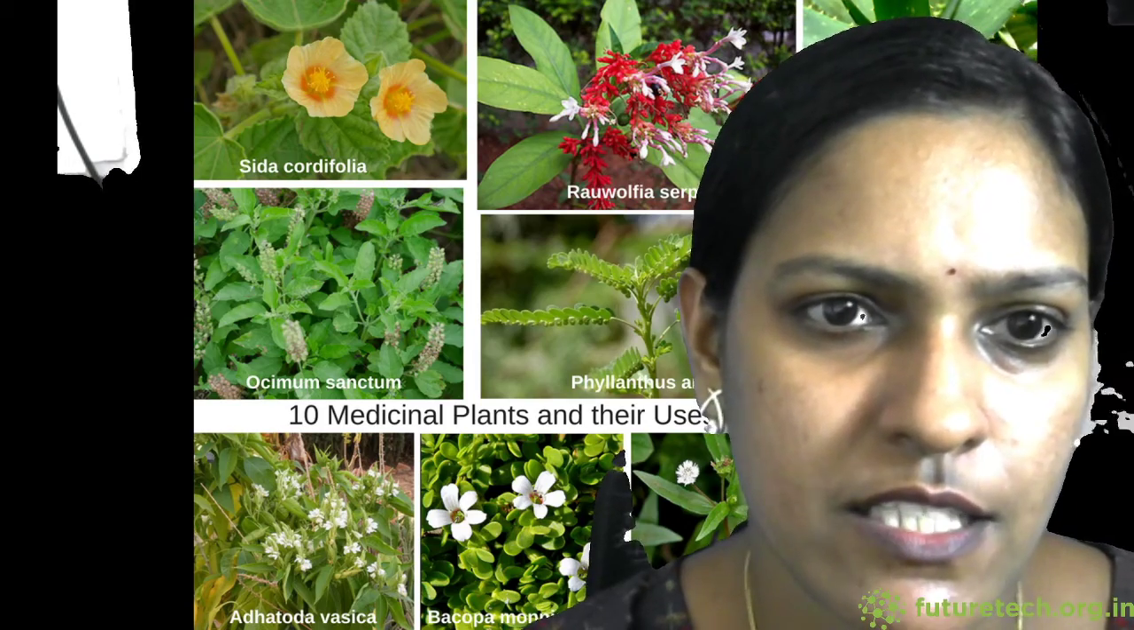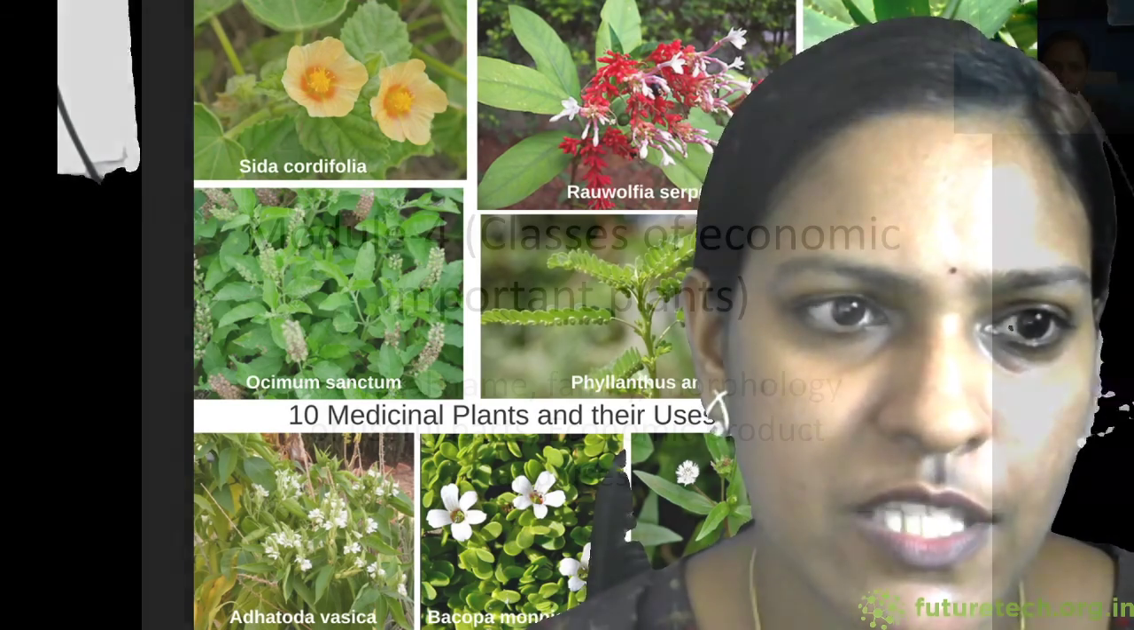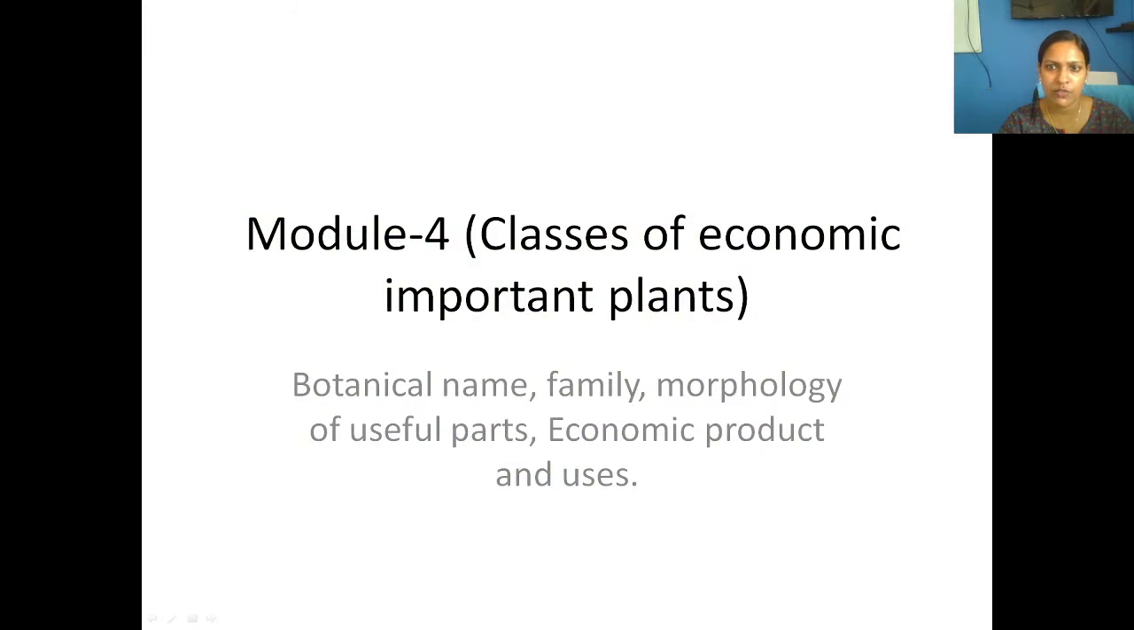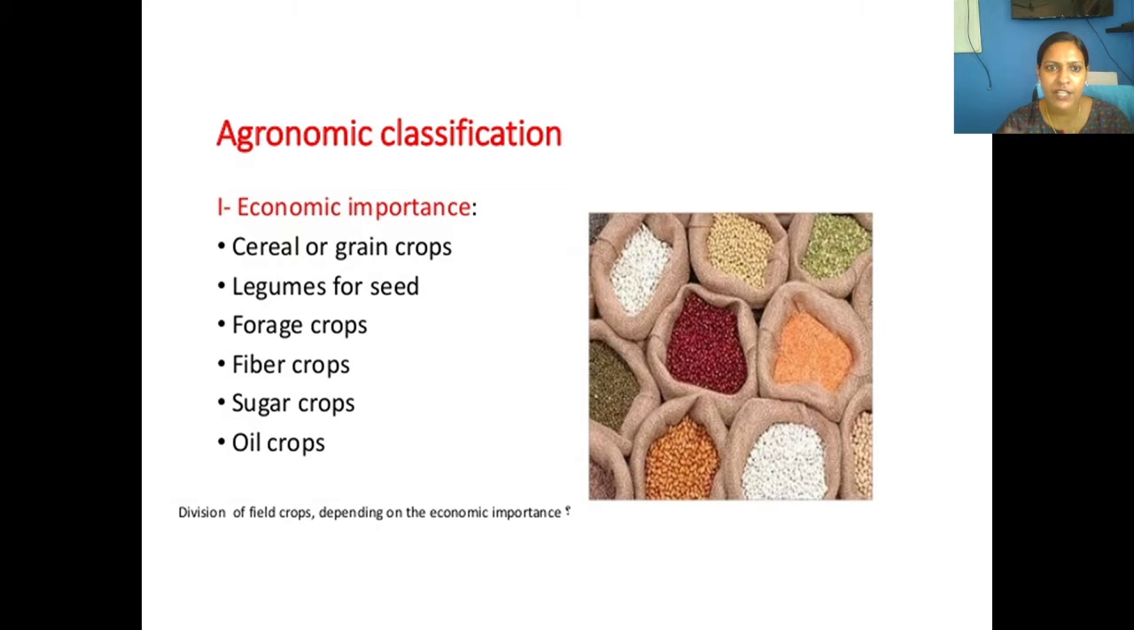There are many ways for the utility of plants and the classification of plants based upon their economic property. The economic product obtained from plants is quite interesting. You can classify the agronomic classification of plants like cereals or grain crops, legumes for seed, forage crops, fiber crops, sugar crops, and oil crops.